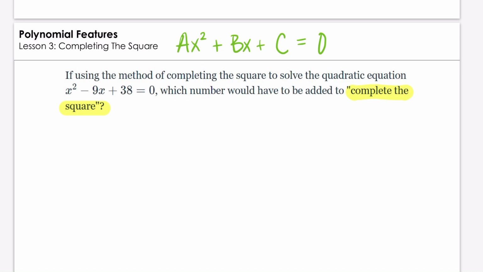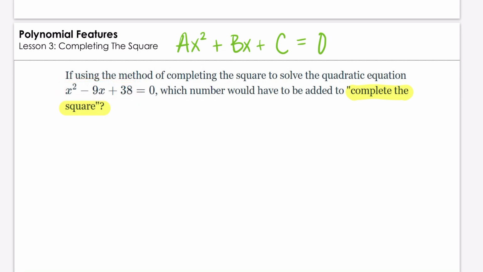When we're looking at this, of course, we always start when we are factoring to factor out a GCD if there is one. There is not in this case. x squared minus 9x plus 38 equals 0. There's nothing to factor out of here. So this is what we're working with.